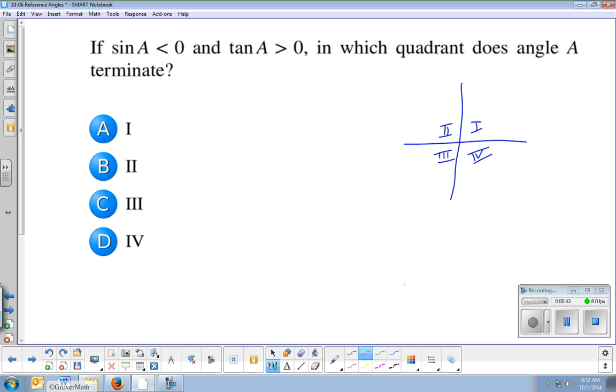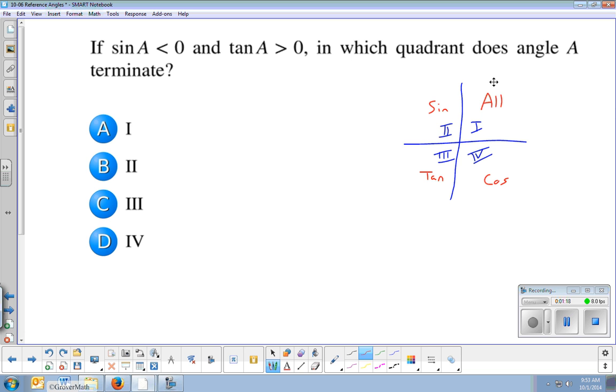And we have the acronym ASTC, which you learned last year, which stands for All Students Take Calculus, is how we remember it. In quadrant 1, all the functions are positive. In quadrant 2, sine is positive, but cosine and tangent are negative. In quadrant 3, tangent is positive, while sine and cosine are negative. In quadrant 4, cosine is positive, but the others are negative.